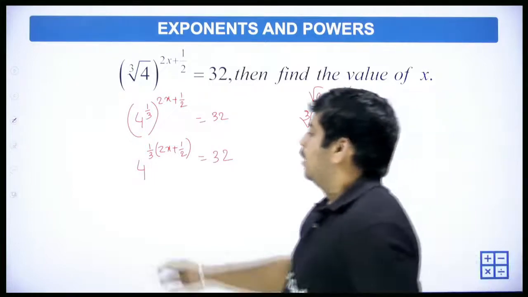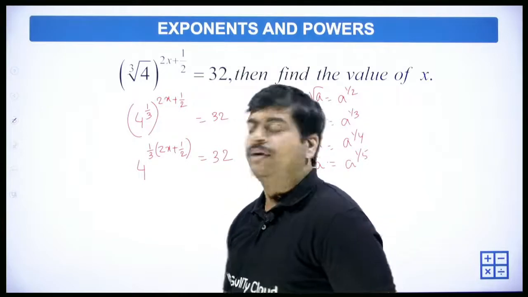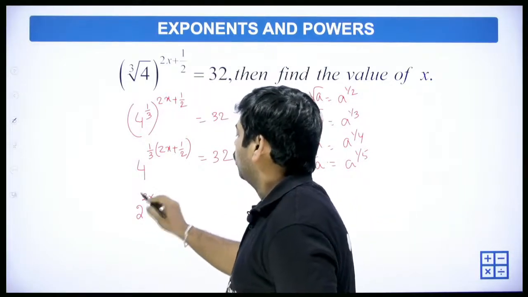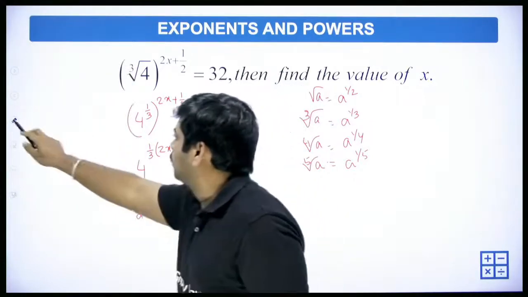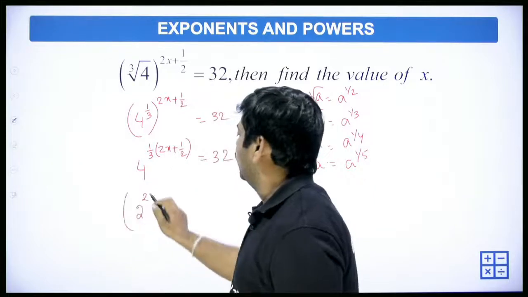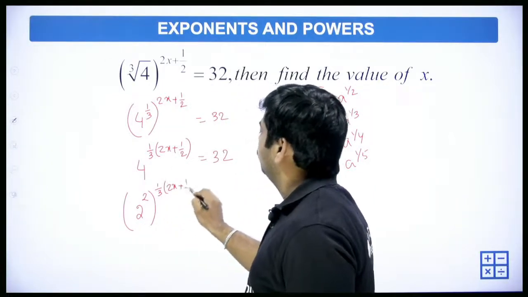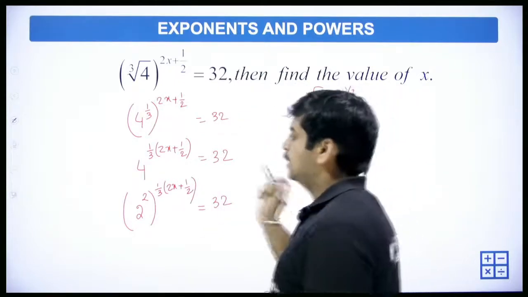Now, 4 you can write as 2 square. So 2 power 2 whole. I will not delete the steps, let's try to write it. 2 square whole power 1 by 3 times 2x plus 1 by 2 is equal to 32. Right? So let me erase these things.